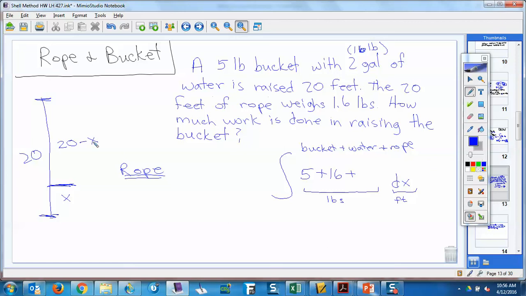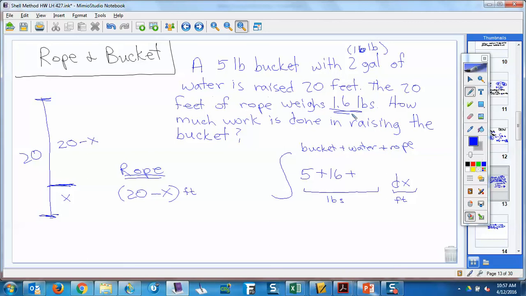That's feet, though. That's not pounds. Okay, that's not pounds. I need it to be pounds. To go into this equation here, to go into my integral, I need it to be pounds. So I have 20 minus x feet of rope. Okay? The rope weighs 1.6 pounds for 20 feet.